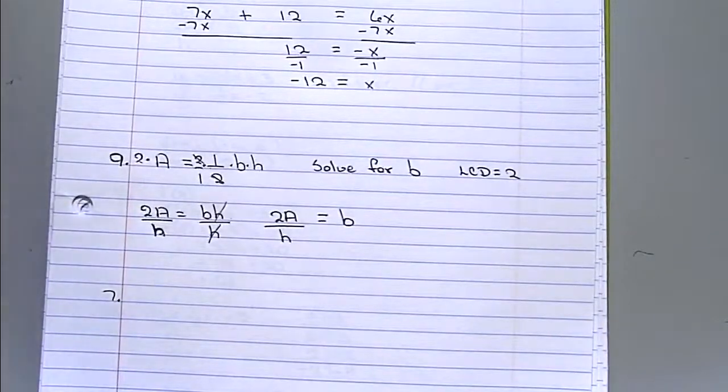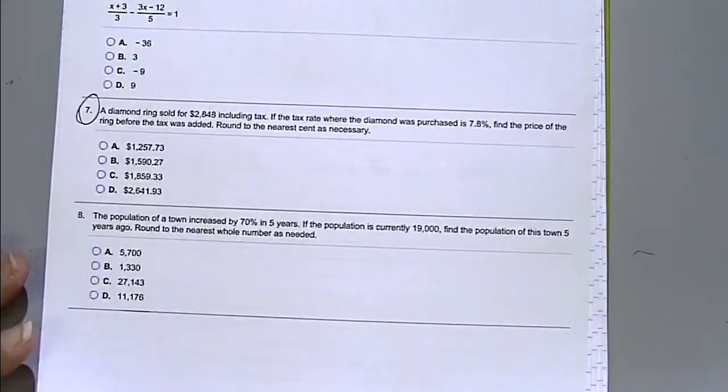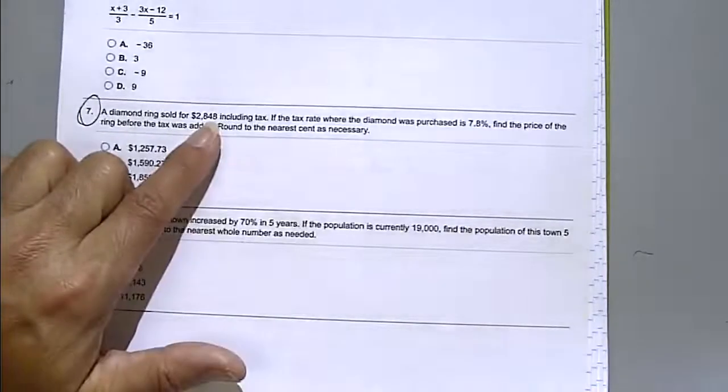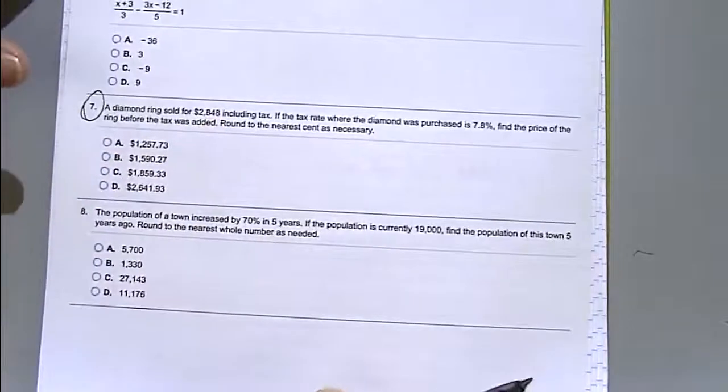Now, 7 is a word problem that always throws people because it is where the original is unknown. So flip back to number 7 here with me real quick and look at it. It says there's a diamond ring that sold for $28.48, and that included the tax. And then they told you the tax rate was 7.8%, and they want you to find the price of the ring before tax. Well, guys, listen to me. You cannot multiply that percentage times the price after tax because the tax is included in that. The only way to do this is with that formula I showed you.